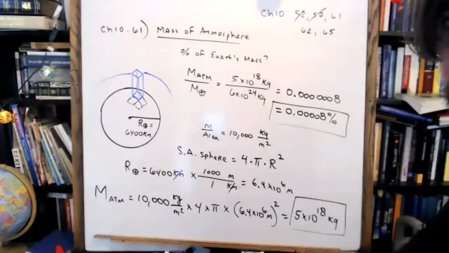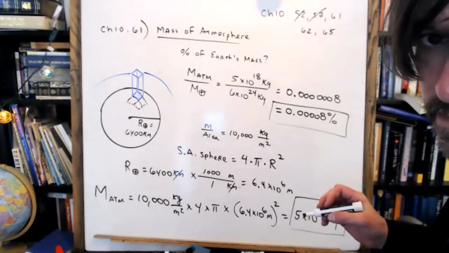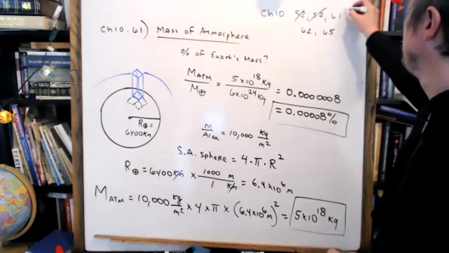Nori, can you read us problems? You want to read us number 62? Okay.